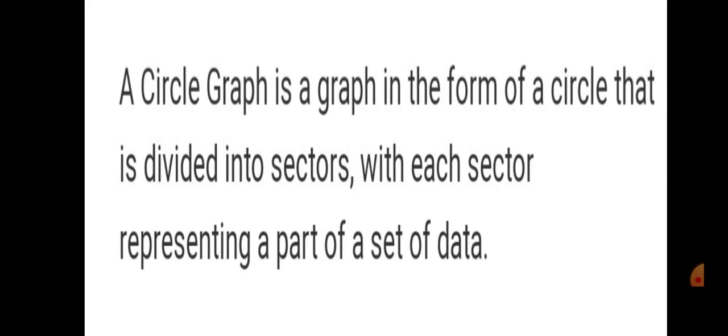Next is the circle graph. Circle graph means that the given data is represented in a circle and that circle is divided into sectors. A circle graph is a graph in the form of a circle that is divided into sectors, with each sector representing a part of a set of data. Now see the example. Below are the details of library books in the school library. The number of books present in the library are given in a circle graph. With the help of this circle graph we have to answer the following questions.